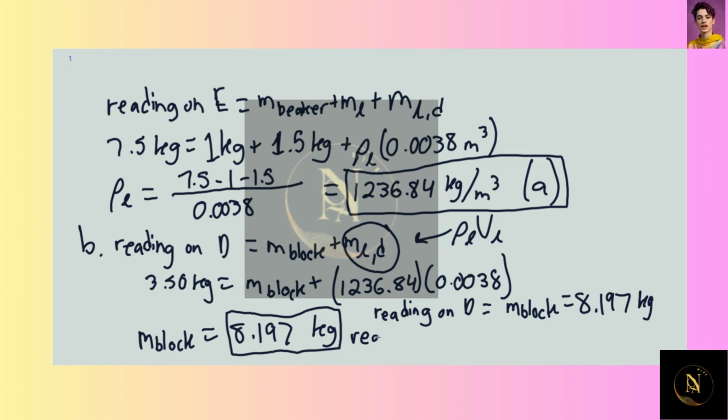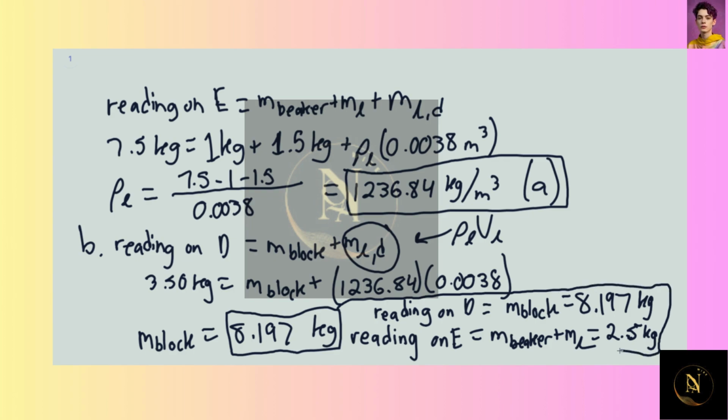If block A is pulled, the reading on E is actually going to just be the mass of the beaker plus the mass of the liquid. In this case, this is going to be 1 plus 1.5, 2.5 kilograms. So these will be the readings if A is pulled, and we found the density of the liquid in part A.